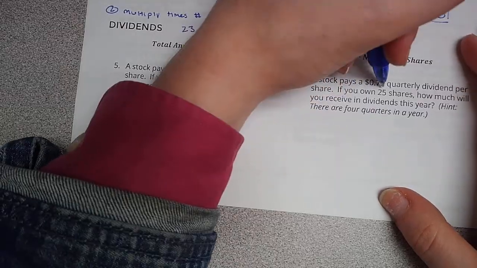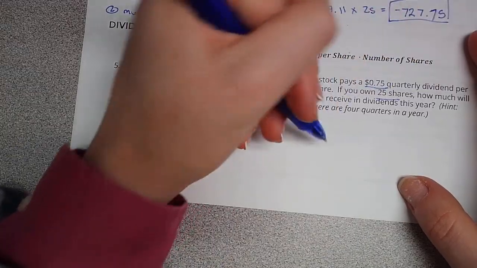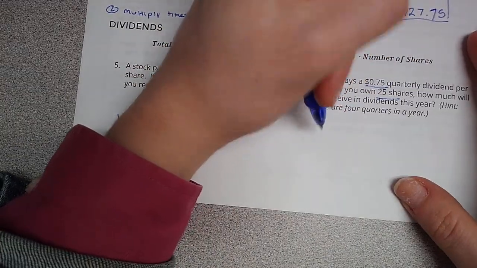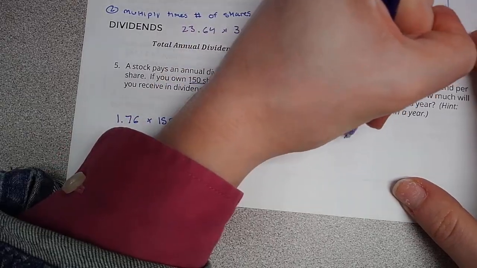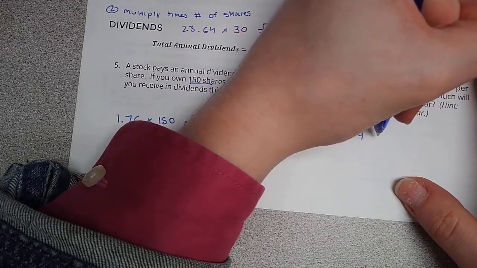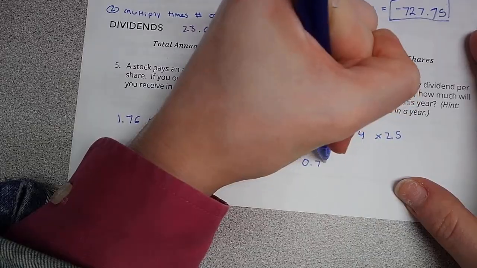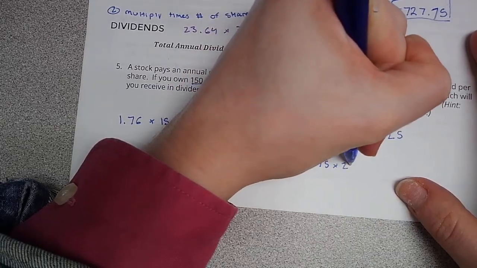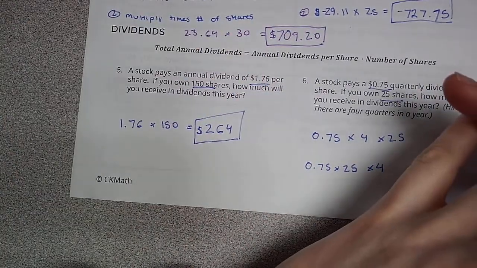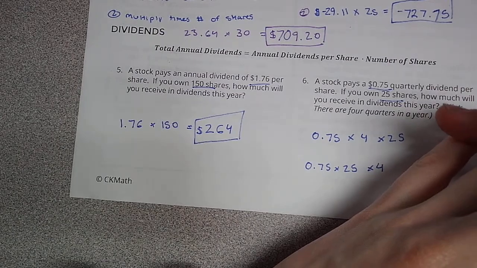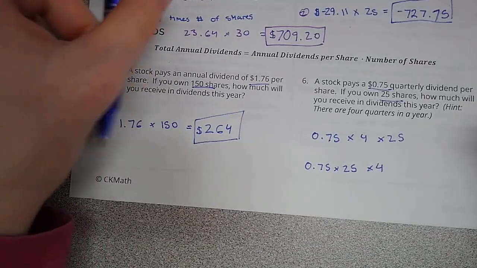All right, a stock pays 75 cents quarterly per share. If you own 25 shares, how much did you receive in a year? There are 4 quarters in a year. So you have 2 choices. You can do 75 cents times 4 times a year times 25, or you can do 0.75 times 25 to find the quarter, and then times 4. Doesn't matter. It's the commutative property of multiplication, which you covered when you were very young. So either way, it's the same answer.